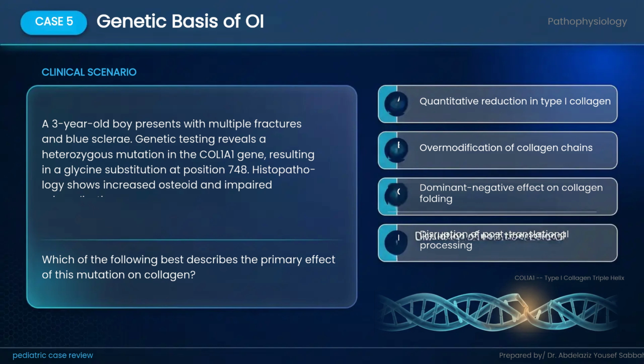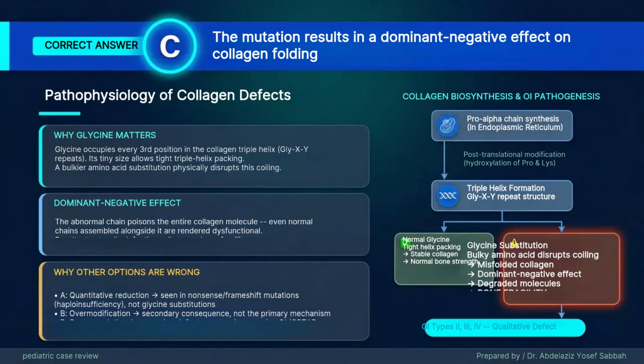Option A. Quantitative reduction in type 1 collagen. Option B. Overmodification of collagen chains. Option C. Dominant negative effect on collagen folding. Option D. Disruption of post-translational processing. The correct answer is option C. Dominant negative effect on collagen folding.